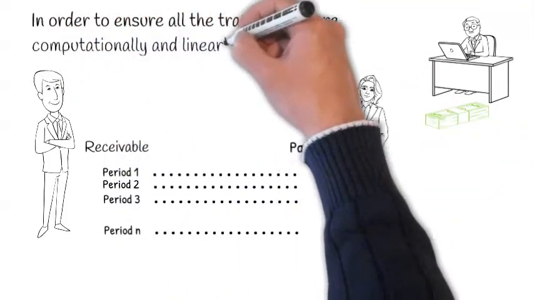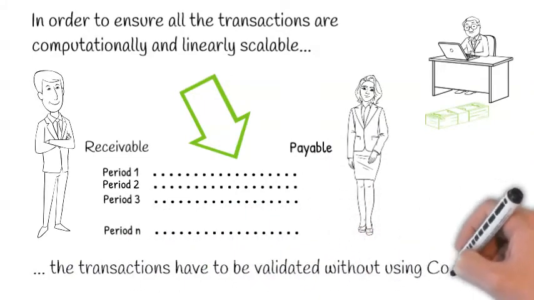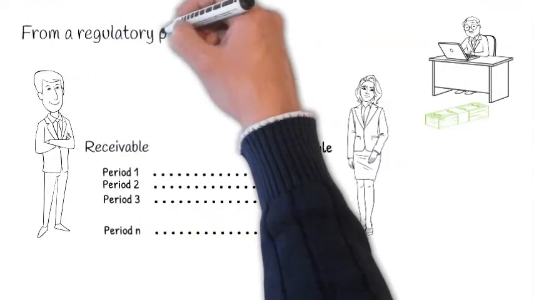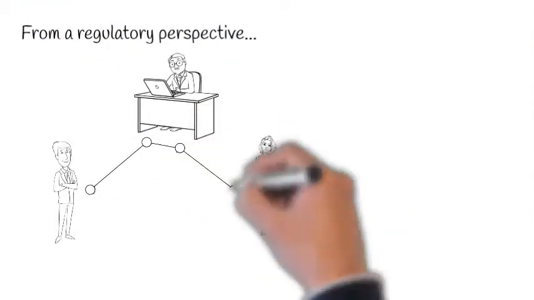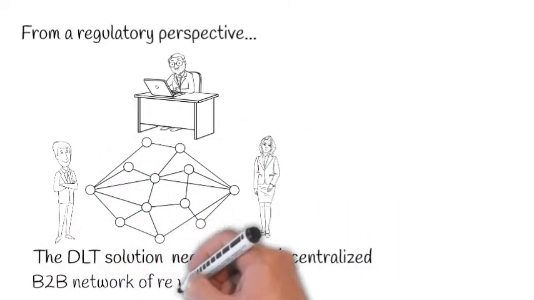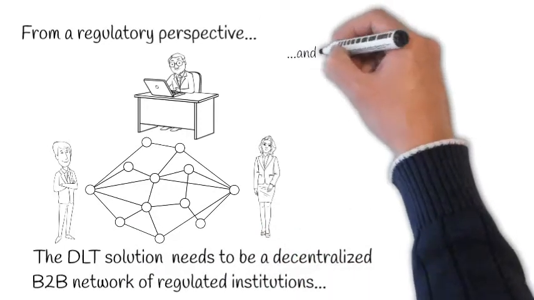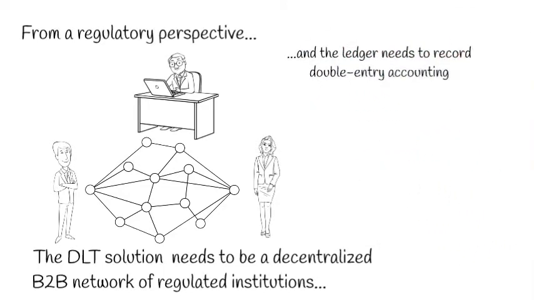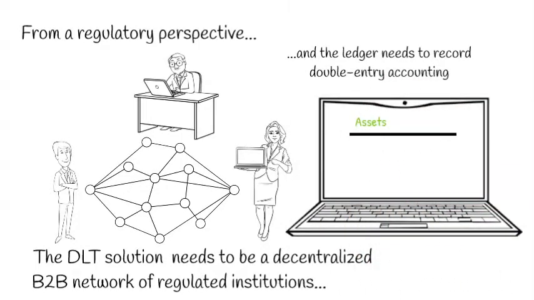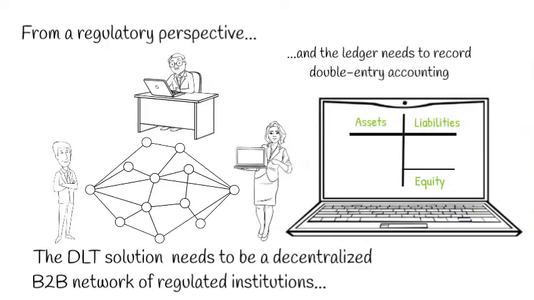And in order to ensure all the transactions are computationally or linearly scalable, they have to be validated without consensus, which is exponential and computationally unscalable. Considering the network from a regulatory perspective, the DLT solution will need to be a decentralized B2B network of regulated institutions for compliance reasons. And then the ledger will need to record double entry accounting in order to meet reconciliation and audit standards.